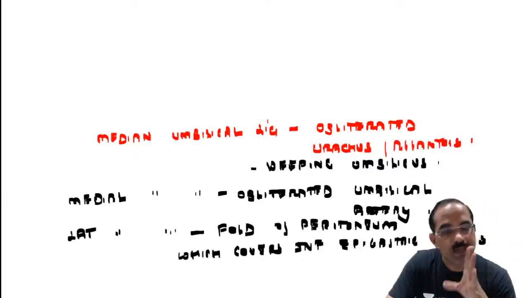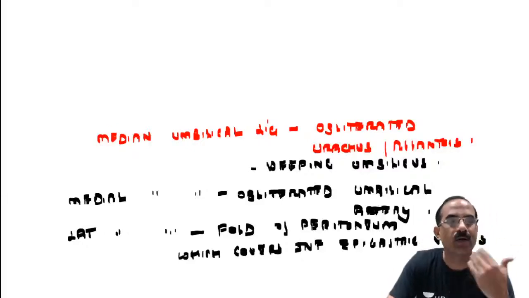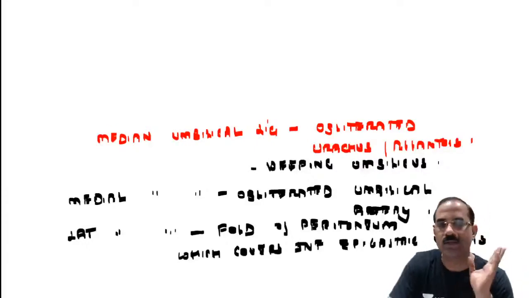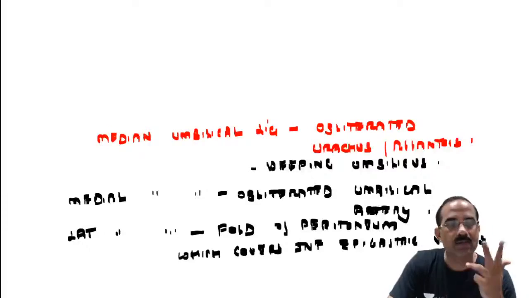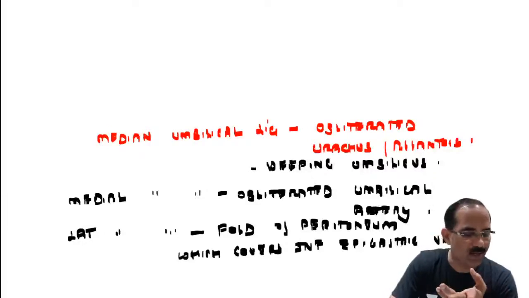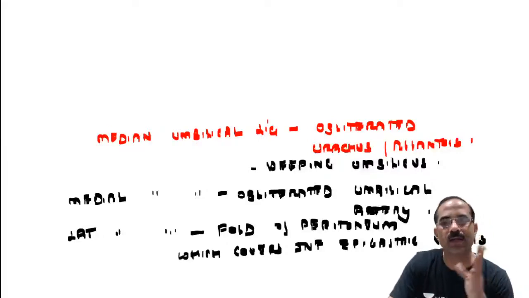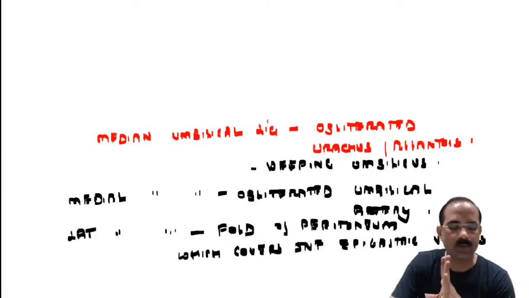So what is the median umbilical ligament? It is the obliterated urachus or allantois. In fetal life there's a connection between the bladder and the umbilicus, known as the urachus or allantois. After birth, this connection gets obliterated and that is the median umbilical ligament.